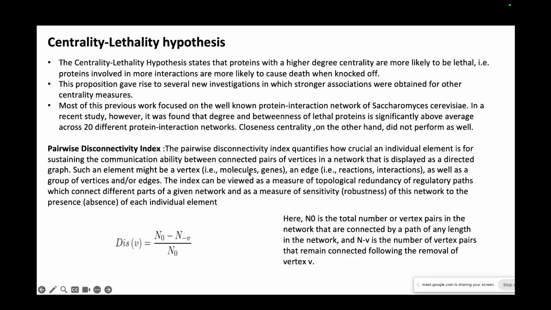So basically the idea is, if you remove one node, how is the connectivity between two other nodes getting affected, and what is the percent change of the connectivity you see after knocking out or deleting a particular node.